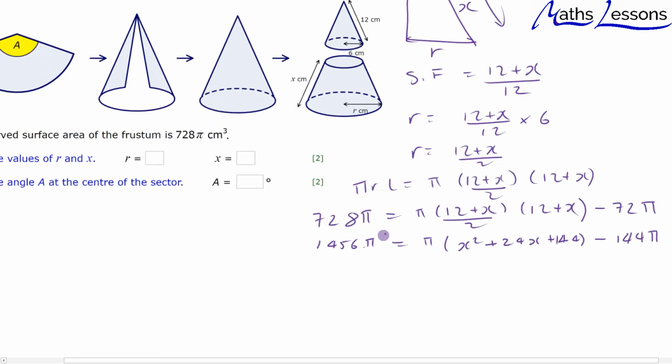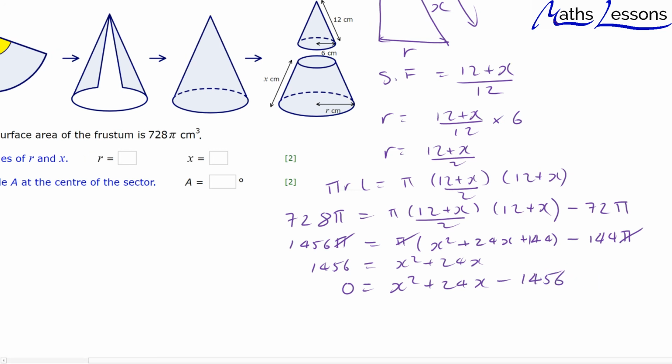And we can see we can cancel out the pi's throughout. So I've rubbed that out, sorry. So cancel out the pi there, there, and there. So therefore 1456 will equal x squared plus 24x. And I've got plus 144 minus 144, so I don't need any more than that. So I get x squared plus 24x minus 1456.